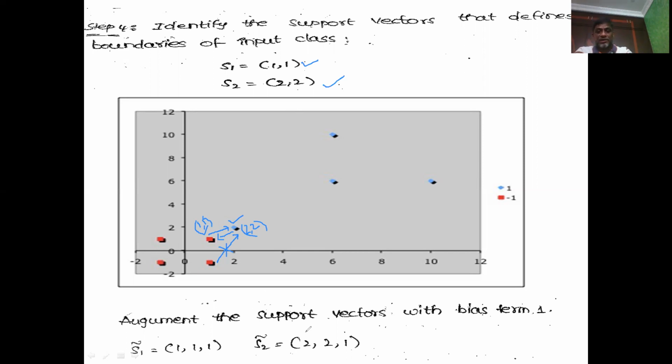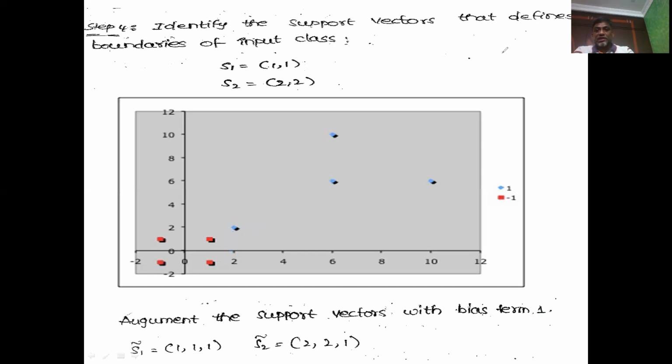Then we need to augment the support vectors with the bias term 1. Okay, so an extra 1 will be added to the original point. So 1, 1 is the original point. So this is added with an extra 1: 1, 1, 1. 2, 2 is the original support vector. Now this is added with the extra bias term. We call this S1 tilde and S2 tilde as augmented support vectors. Okay, augmented support vectors.